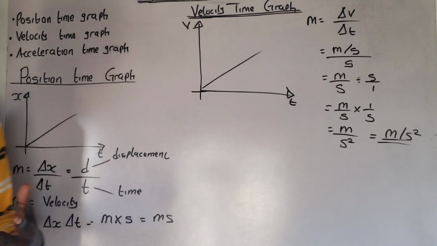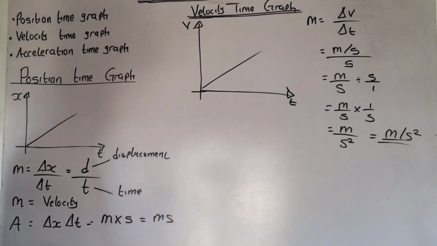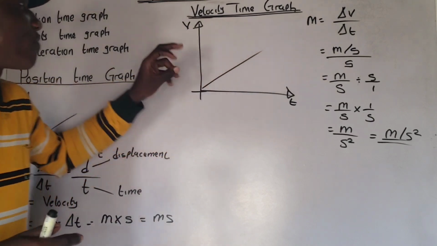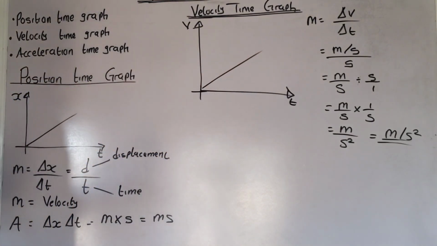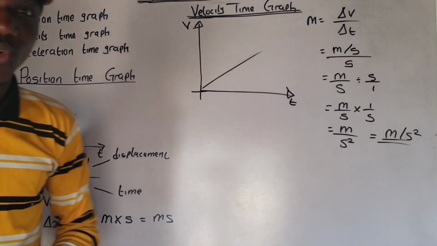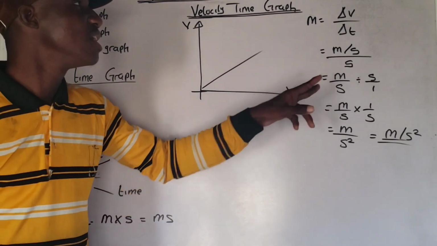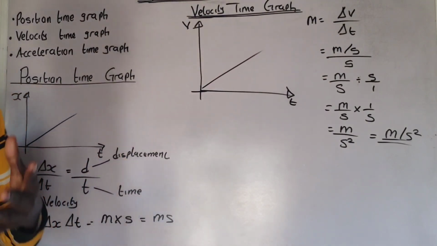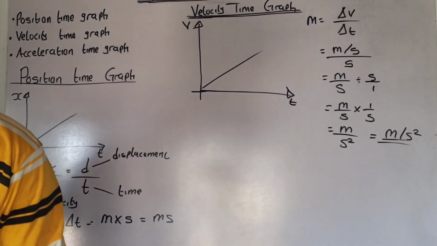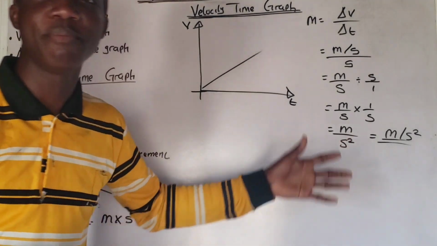This is simple. I just want to establish the point that when we talk about the slope of a velocity time graph, the slope tells us something. And what does it tell us? It tells us the acceleration. When we take the slope of a velocity time graph, it tells us the acceleration, because acceleration refers to the change in velocity all over the change in time of an object. You understand? And I have proven this by making use of the unit.